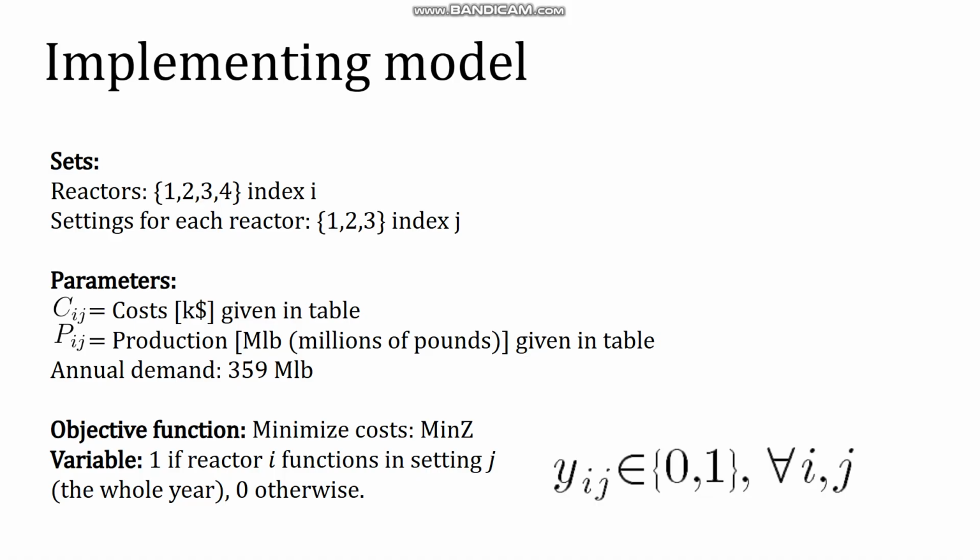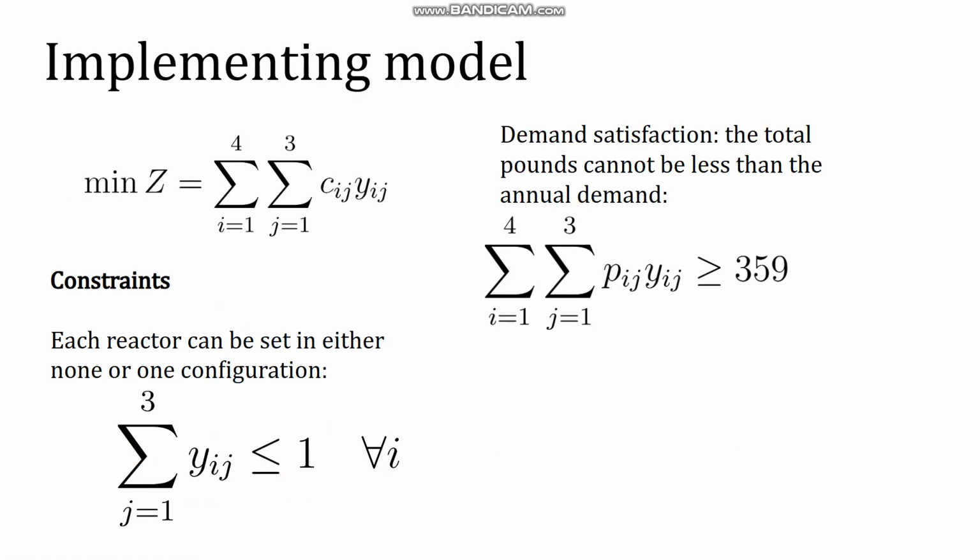The objective function is to minimize cost, and the variable is 1 if the reactor I functions in setting J, 0 otherwise. So that mathematical expression means that Yij belongs to the set {0, 1}, so that means that Yij can only take either 0 or 1.